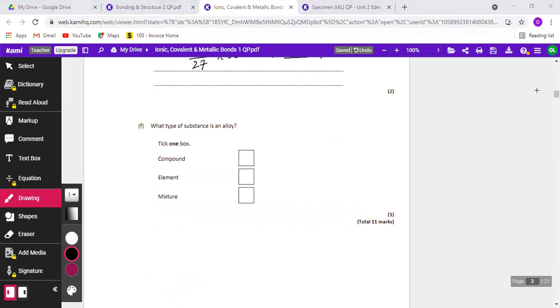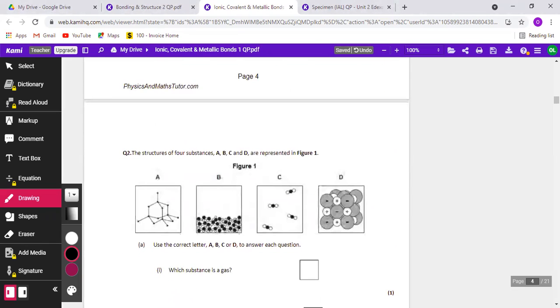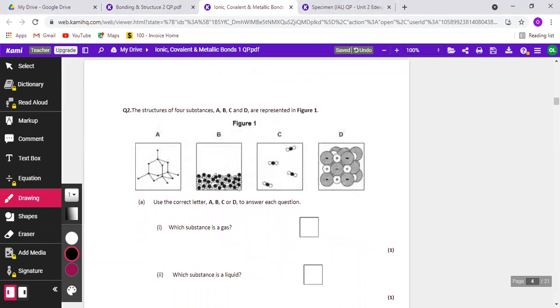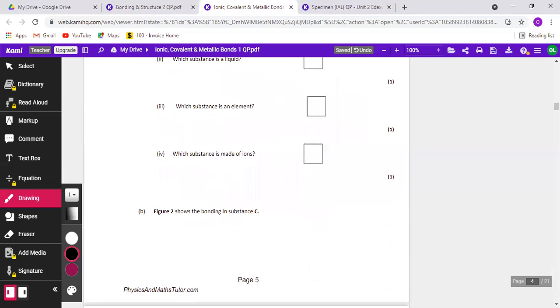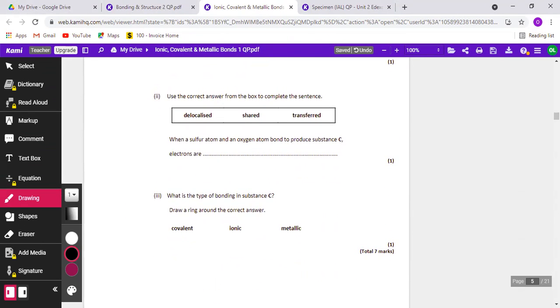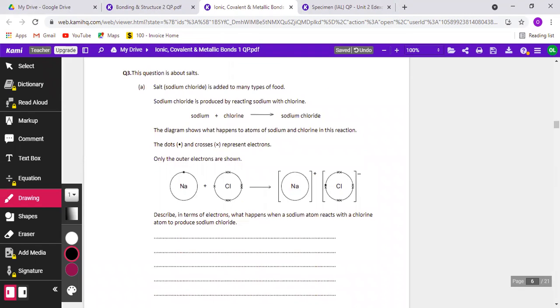Okay. What type of substance is an alloy? Is it a compound, element, or mixture? Mixture. Very good. If you know how to define it, you'll know that it's a mixture and not a compound. The structure of 4 substances A, B, C, and D are represented. We have already done that, so no need to revise because it's from year 10. Now let's do this one.